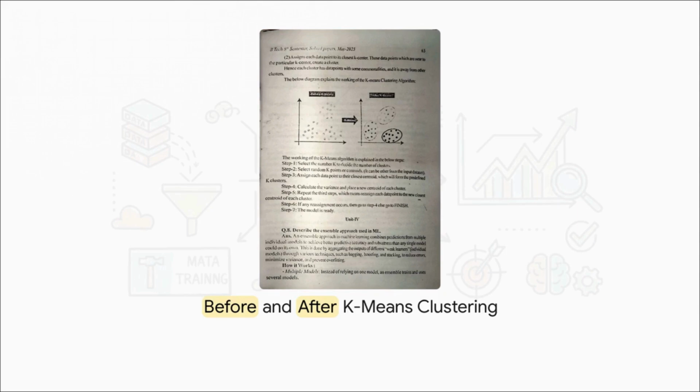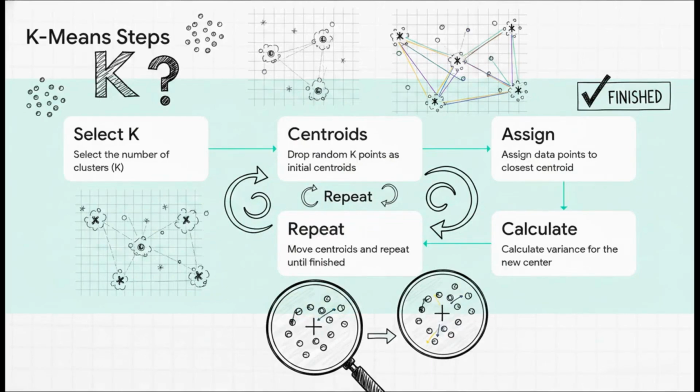But you're probably wondering, how exactly does it pull off this magic trick? Well, it does it through this brilliantly simple, repetitive loop. Let's walk through these steps together exactly as they're laid out in our syllabus. Step 1. You, the human in the loop, have to select the number k. And k is simply the number of clusters you want the algorithm to find. In that last example, k was 3.